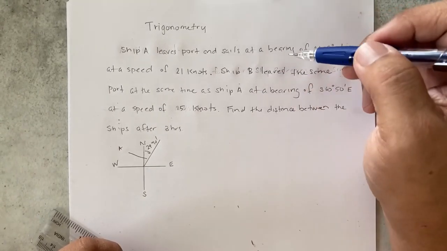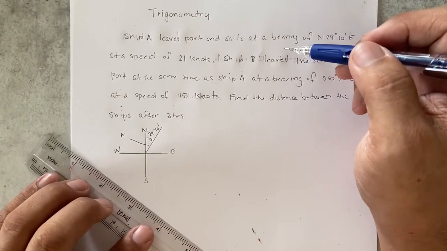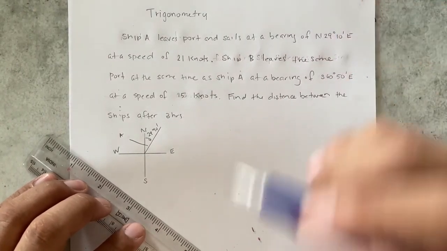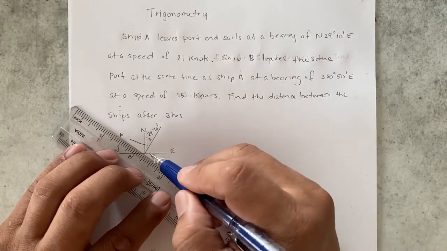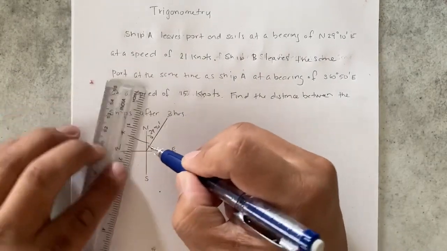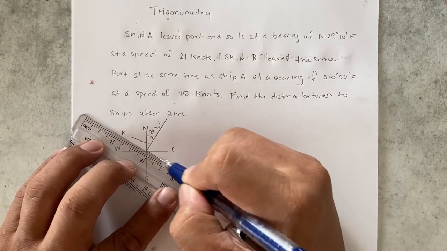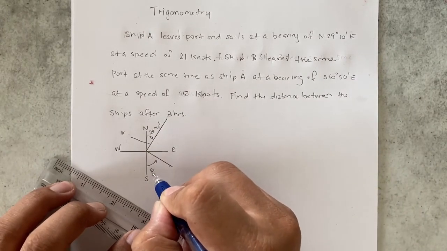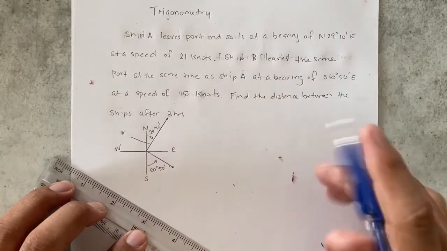And ship B leaves the same port at the same time as ship A at a bearing of south 60 degrees 50 minutes at a speed of 15 knots. So I'm gonna make this longer here. And this one's gonna be this way. So about there. And this is gonna be 60 degrees 50 minutes.